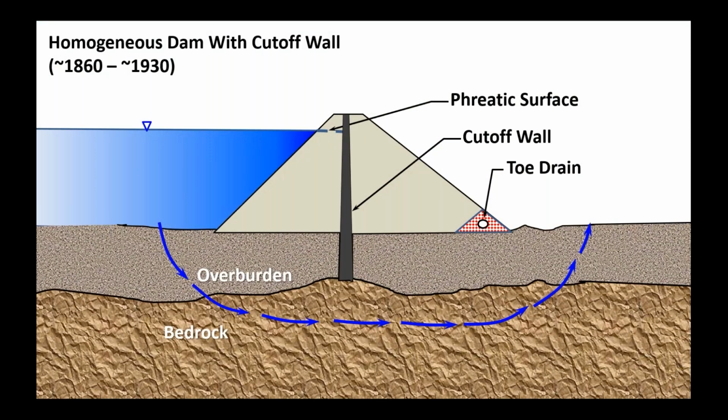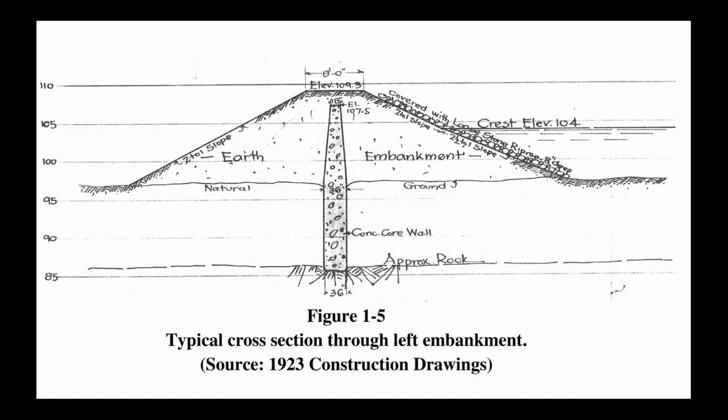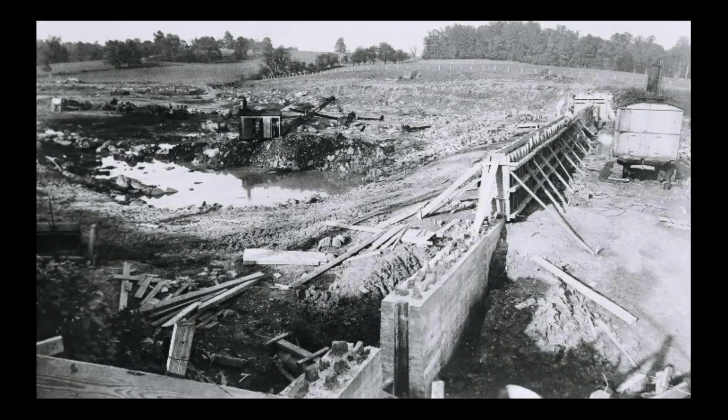Then as dam building continued on, engineers tried different things. They tried, in some cases, to put an impervious barrier in the core of the dam. In this case, they were using a concrete wall, which was pretty common up till about 1930. So here's a cross-section of an embankment dam with a concrete core wall. And that's what it looks like during construction. You can see they were building the concrete wall concurrent with the placement of the embankment fill.